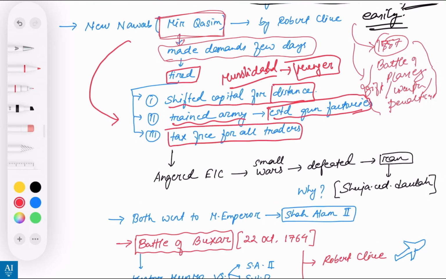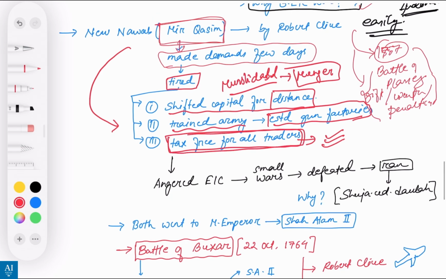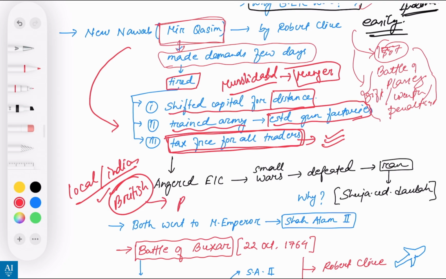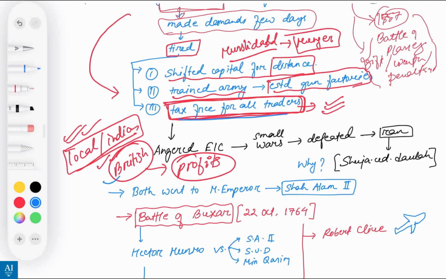After that, he made a very big commitment, that is, trade free for all traders. What does this mean? Before this commitment by Mir Qasim, all local and other Indian traders in Bengal had to pay tax, but the British were exempted from tax. As the British were exempted, they made huge profits, and local traders and Indian goods couldn't compete with British goods because of custom duties and taxes. With tax-free trade for all, the market was made competitive again for British and local traders.